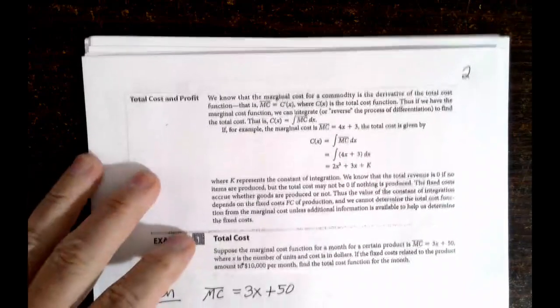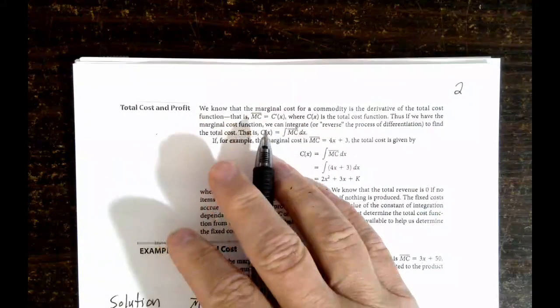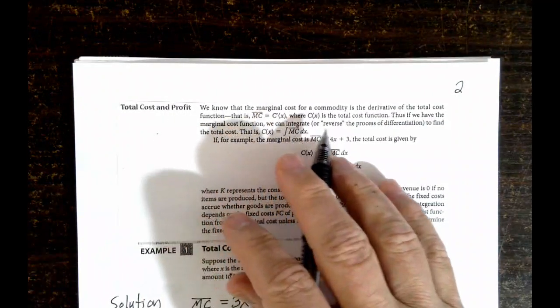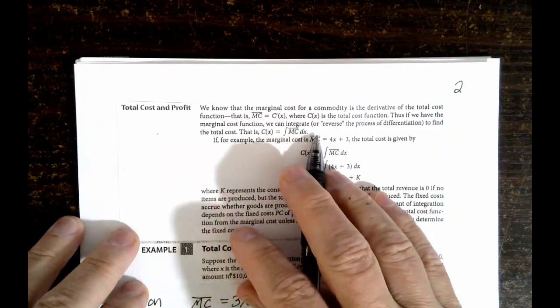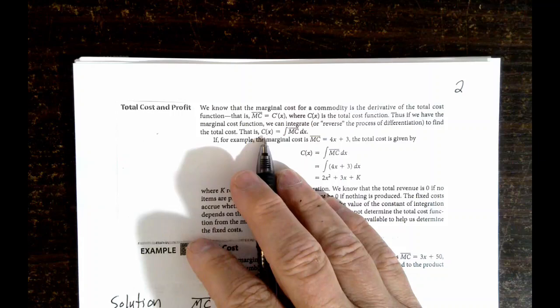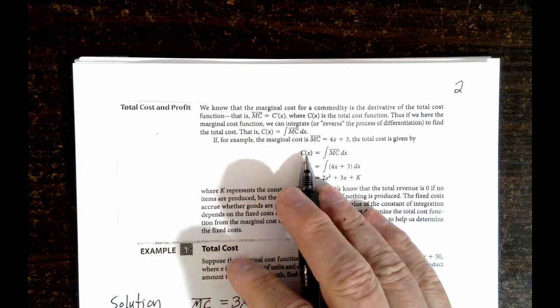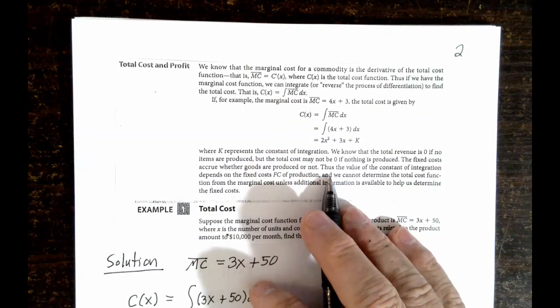Alright, so we know that the marginal cost for a commodity is the derivative of the total cost function. MC equals C prime, where C is the total cost function. Thus, if we have the marginal cost, we can integrate to find the total cost function. So the cost function equals the integral of the marginal cost function. So if the marginal cost equals this, you just integrate that, 4x plus 3, and you get your answer.